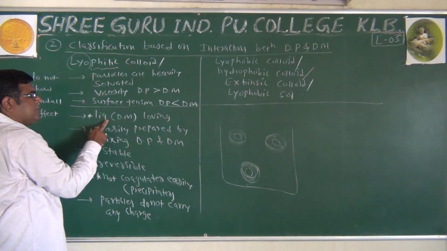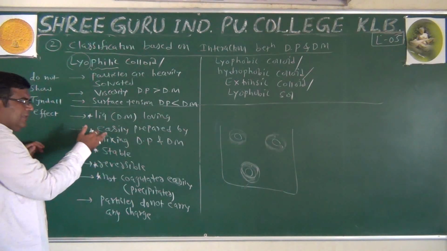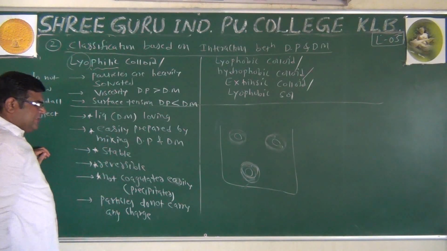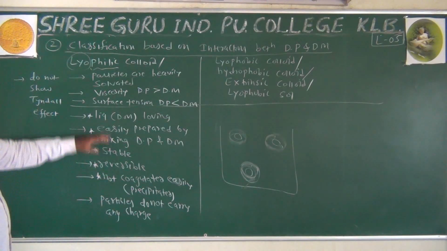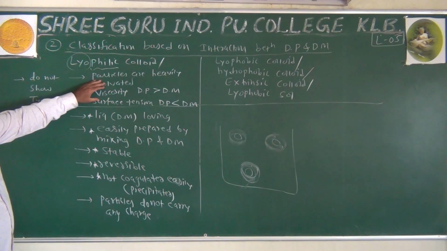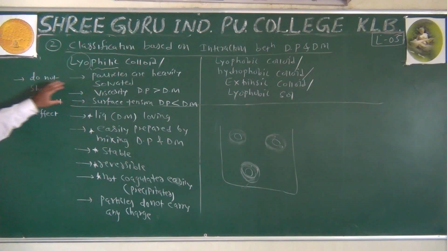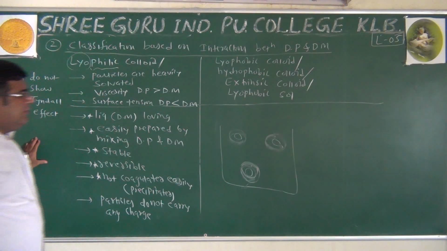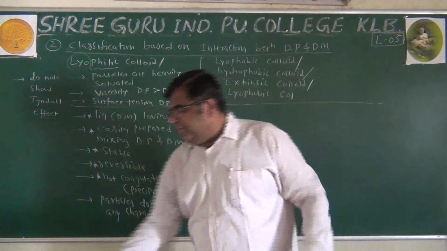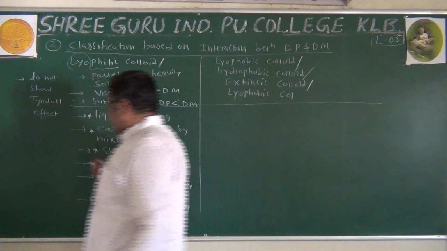Lyophilic: the dispersion phase and dispersion medium have strong attraction, easily prepared, stable, reversible, do not get precipitated, particles do not carry any charge, particles are heavily solvated, viscosity of DP is greater than DM, surface tension of DP is less than DM, do not show the Tyndall effect. And one more point we can add as an example. In the lyophilic colloid, I will write the example here.